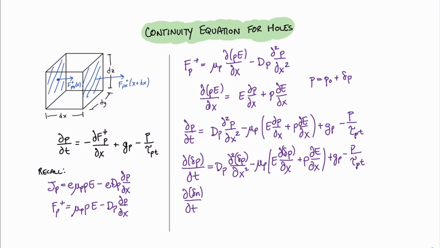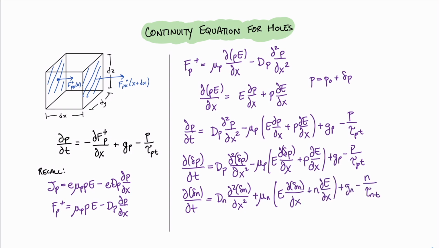A similar equation can also be developed for the electrons in the system, and as you might imagine, most of the terms are exactly the same, except we're going to replace p's with n's, and that's about it.